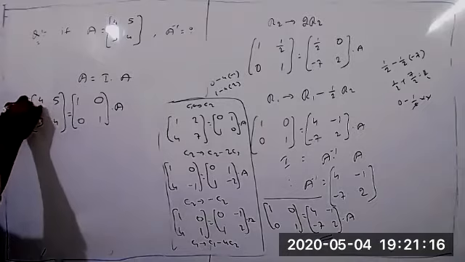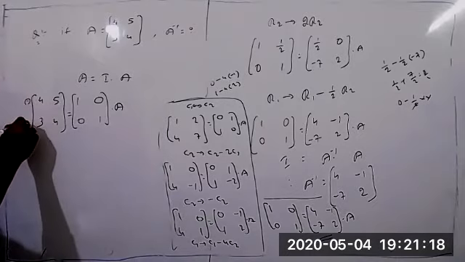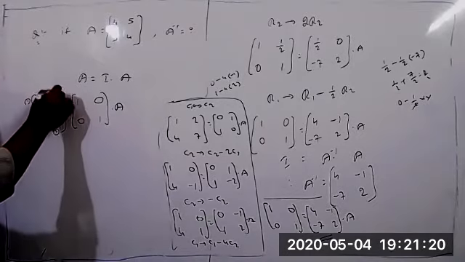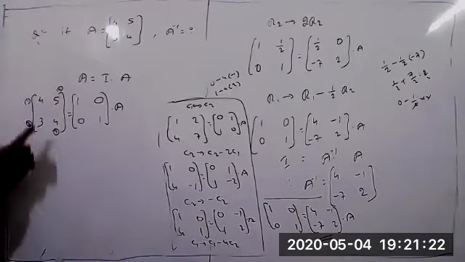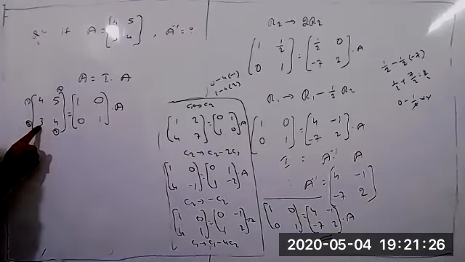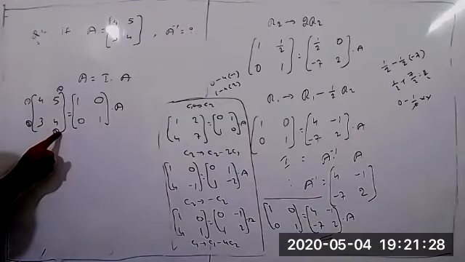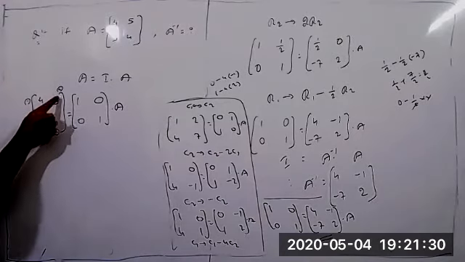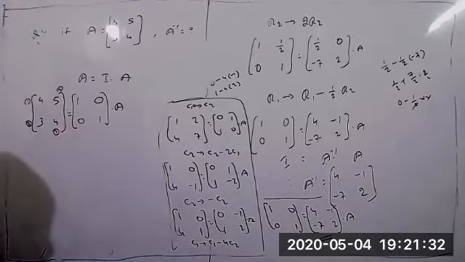This is the first element, the second element, the third element, the fourth element. The first element we have to change into 1, the second element into 0, the third into 1, and the fourth into 0. So first our target is the first element only.